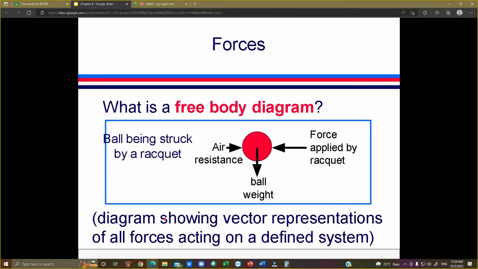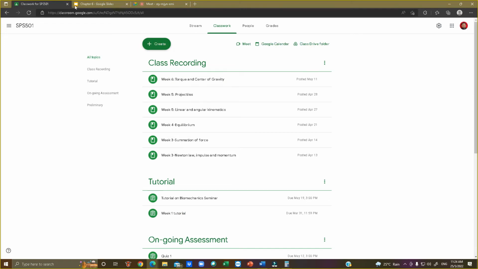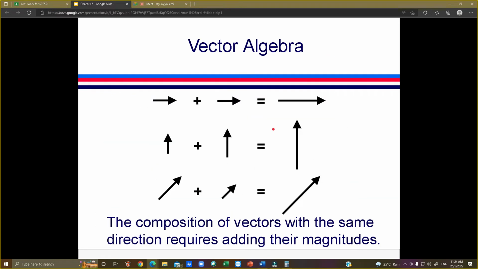Okay. Alright, yang ini kita dah cover masa topik projectile, if I'm not mistaken. Kita dah cover projectile. So free body diagram is actually part of the projectile, so I'm going to skip this one. Okay, we go to vector algebra.